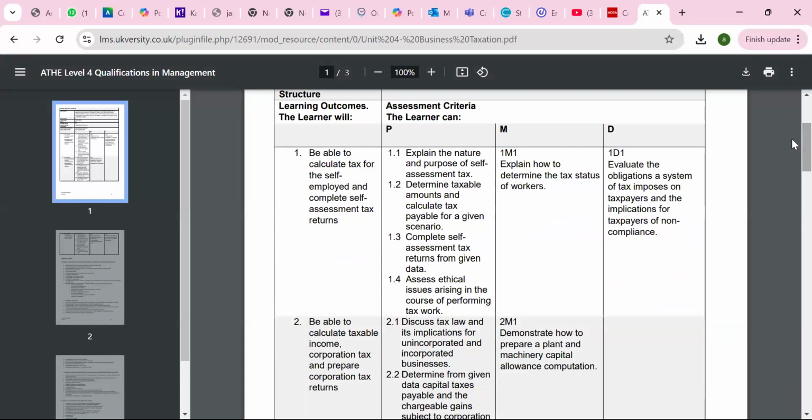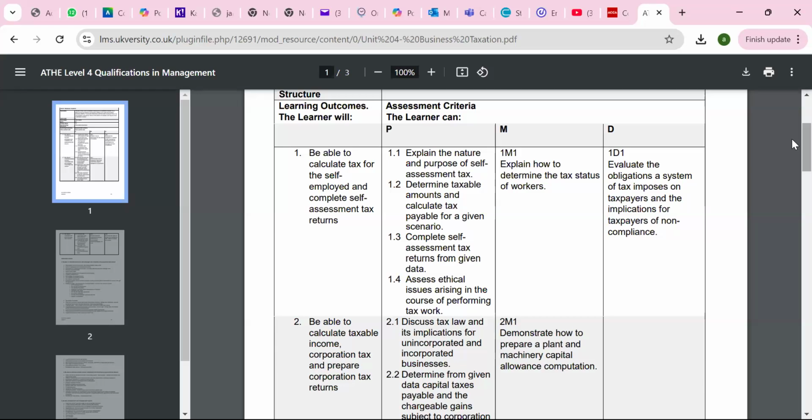So we can add the self-assessment tax return, explain the nature and the purpose of assessment, determine the tax rate and amount, and calculate tax payable for a given scenario. We'll go through the self-assessment return and assessment ethical issues, following the professional code of ethics.